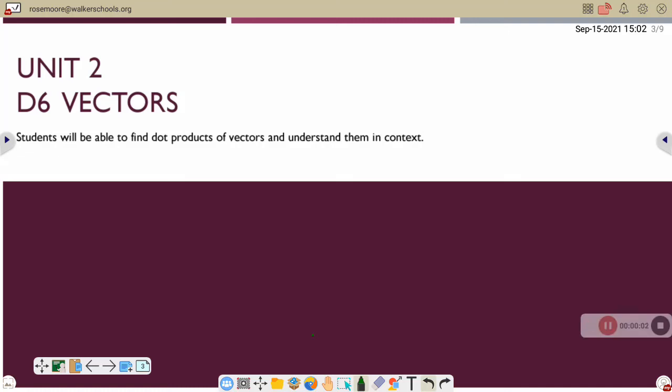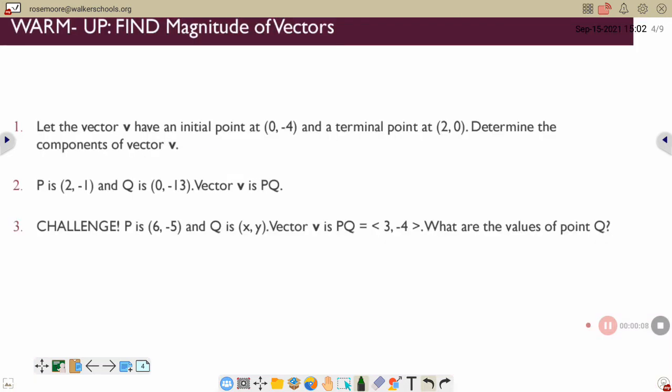We're at the second half of vectors, and today we're going to be doing something called finding dot products. Our warm-up is to remember how to find component forms. So again, if they give me points, I'm going to take my second point minus the first point. And we are still struggling with that because you have to watch signs.